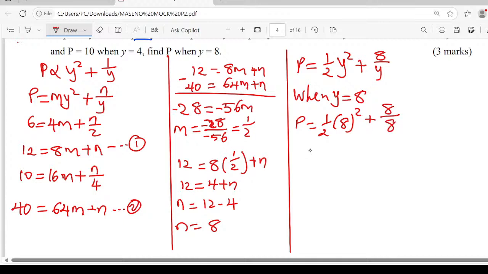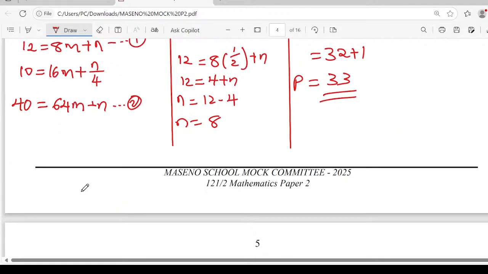So this is now going to be 32 plus 1. So it will mean P is equal to what? 33. P will be equal to 33.